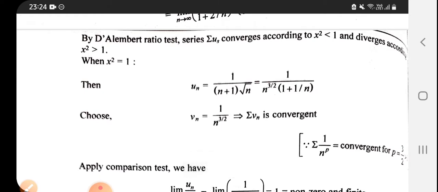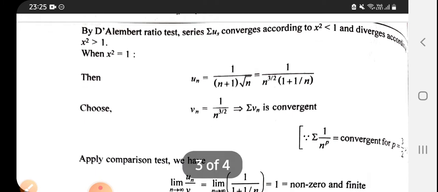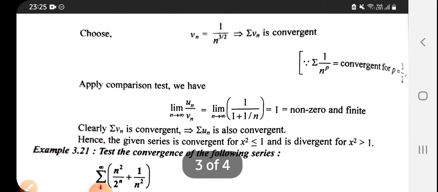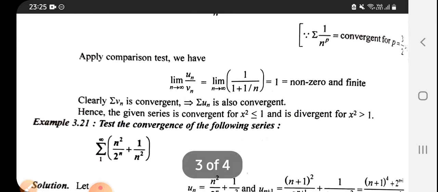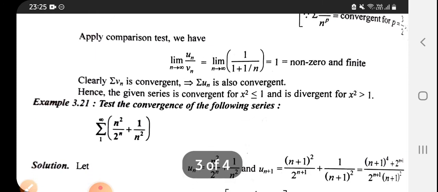That means Vn. The process of finding Vn is the highest power of the denominator, that is n to the power 3 by 2, and the power of n in the numerator, which is 1, and this series converges. Vn converges, that's why un also converges, and limit n tending to infinity un upon Vn is a non-zero finite number. Vn and un converge, that's why the given series converges for x square less than or equal to 1, and diverges for x square greater than 1.